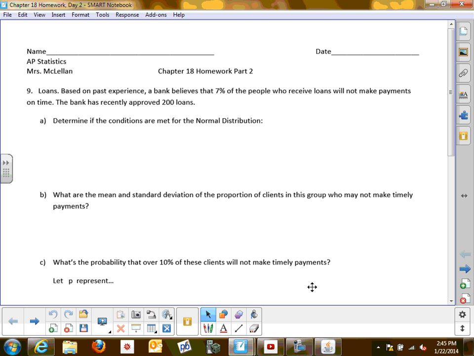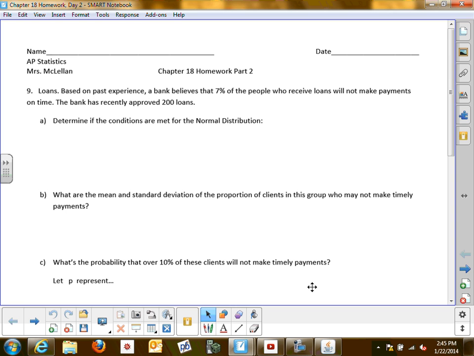This was something I did not have the luxury of doing with you yesterday. I like to do one of these problems so you can see exactly what I want you to make sure you include. And I have time to do that with you today, so here we go. Number 9 is actually the first one here. Based on past experience, a bank believes that 7% of the people who receive loans will not make payments on time. The bank has recently approved 200 loans.